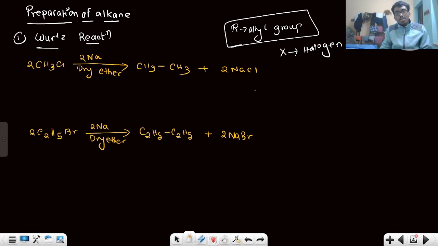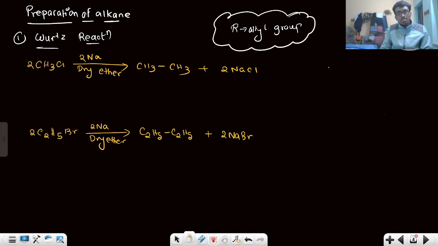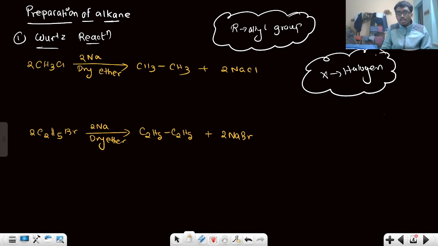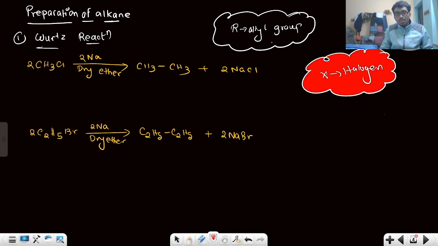Whenever I am writing X, you have to understand that it is a halogen group. When I am talking about an R, you have to understand that it's an alkyl group. These are the two things which you need to remember, because each and every time it will not be mentioned in the paper that this is this, this is that. You have to understand it from the question. Understood or not understood? Any doubt? So these are the two things which you need to remember. Now let us understand why the reaction is so.